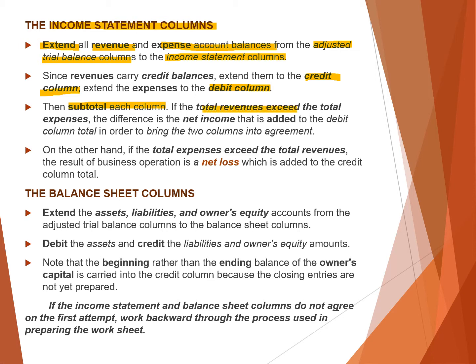Now, if the total revenue exceed the total expenses, then the difference is net income. And then, because revenue, which is credit, exceeded the total expenses, which are debit, so the difference should be added to the debit column total. Kasi nga, di ba siya yung mas maliit yung total in order to bring the two columns into agreement. Later, I will show you this one, okay? Now, if the total expenses exceed the total revenue, so ibig sabihin net loss. Kaya mas malaki ang debit kaysa sa credit, so you need to extend or you need to put the amount of net loss or add it to the credit column total para rin mag-reconcile or mag-bring into agreement yung total ng dalawang columns.